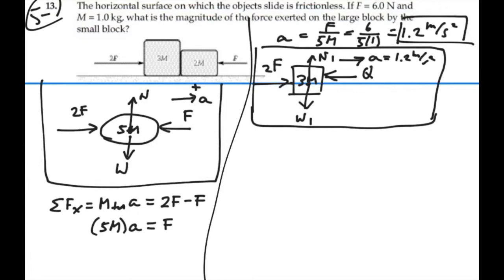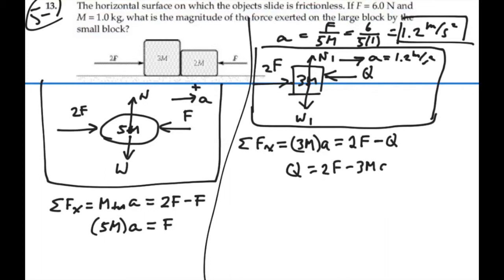If I set up Newton's second law in the x direction for this, the summation of all the forces in the x direction will equal total mass times A, which is 3M times A, and that's going to equal the net force in the direction of positive acceleration. So in this case, that's going to be 2F minus Q. Everything else is further away. This is what's happening on this block. Solving for Q, I have Q is equal to 2F minus 3MA. So that is going to be 2 times 6 newtons minus 3 times 1 kilogram times 1.2 meters per second squared. So that's 12 minus 3.6, which will give us 8.4 newtons.